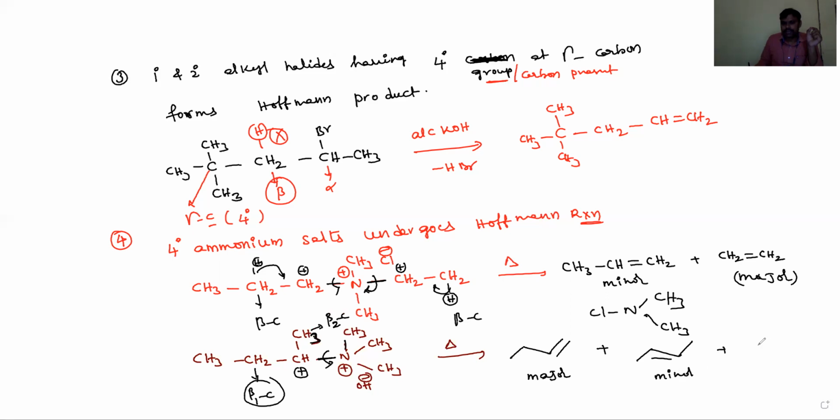And the byproduct is trimethylamine hydroxide. Dear students, this is the byproduct. So in this kind of reaction, quaternary ammonium salts undergo elimination, and the less substituted alkene is the major product according to the Hoffman rule.